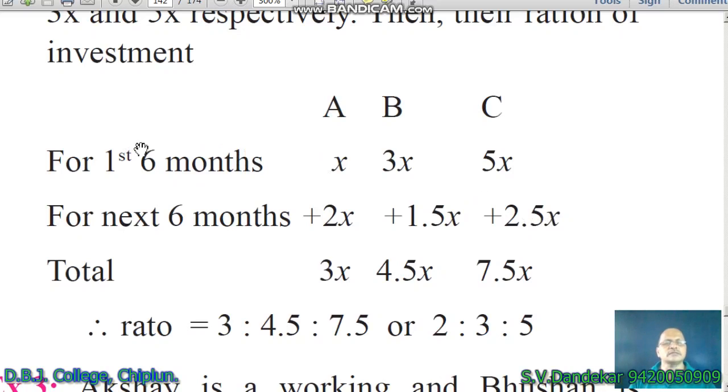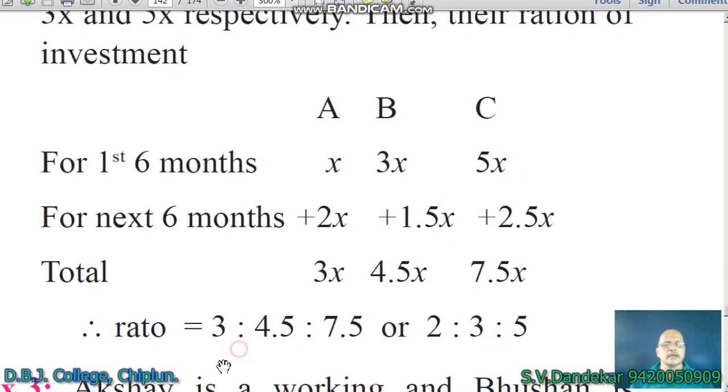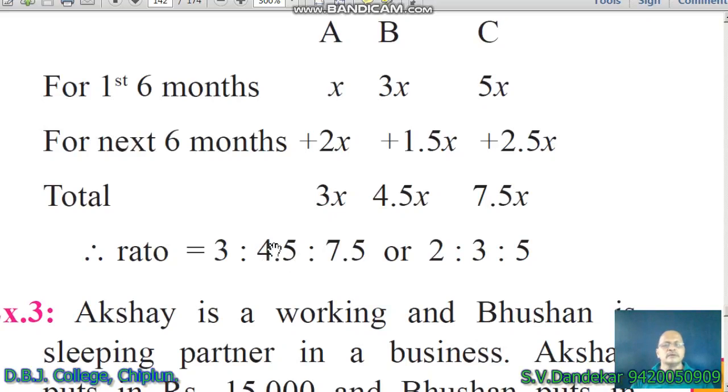Now since these are 6 months and this is also for 6 months, we can add them, and therefore their ratio in the profit is 3x is to 4.5x is to 7.5x. That is 3 is to 4.5 is to 7.5. Multiplying, 4.5 means 9 by 2, 7.5 means 15 by 2. So divide by 3 and multiply by 2, and you will get the ratio 2 is to 3 is to 5.